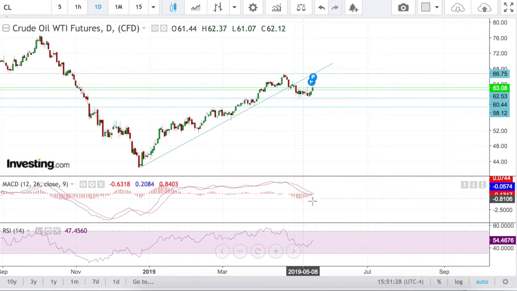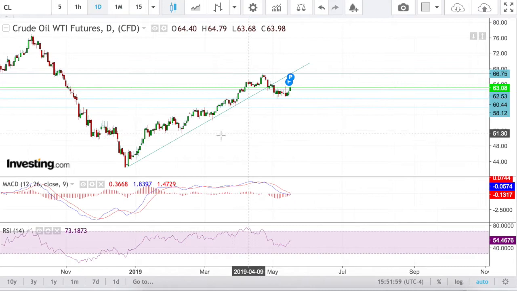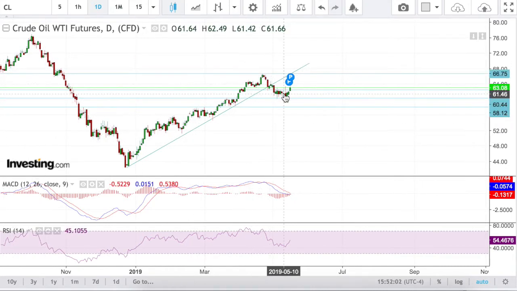It acted as support, and so far so good. We are reversing off of it, and this is why I'm making this video for you guys to be able to have a nice long trade all the way back to this 66.8 level. So usually a backtest of the zero level is a pretty bullish sign. It means that this was just a healthy correction on an ongoing uptrend, and that's exactly what it's looking like to me. This was all I wanted to see.